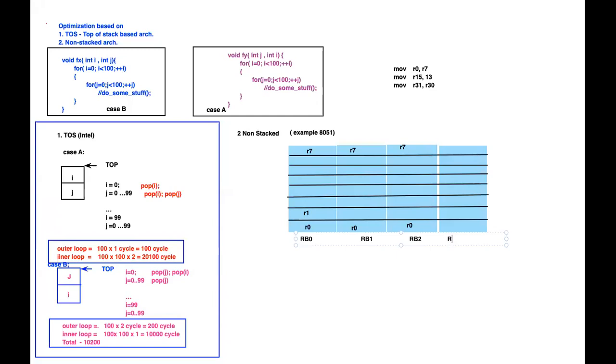So RB3, let me quickly clear this before the sound gets very, very red. Now, from bank register, how do we switch? Say, what is the stack pointer address in our 8051? Do you remember? There's an internal address called 07.